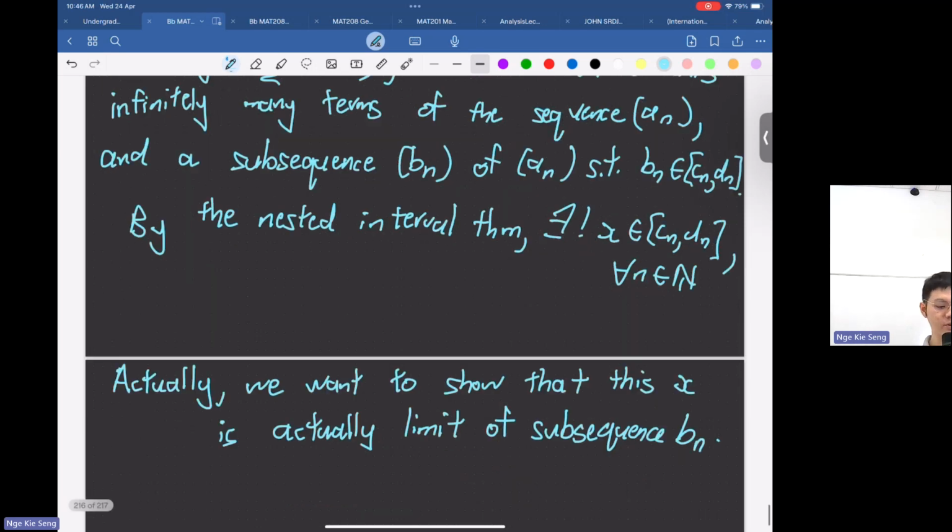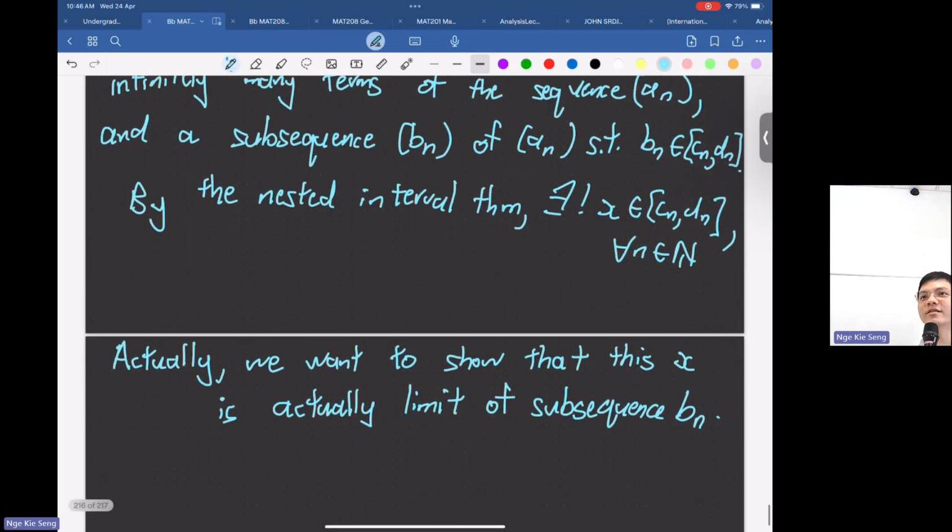We want to show this. So meaning for every epsilon, there exists an n such that |bn minus x| is less than epsilon. How do we do this? How do we compute bn minus x here? I mean, how do we bound this guy? We want to show this is less than epsilon, right? How to bound this guy here?